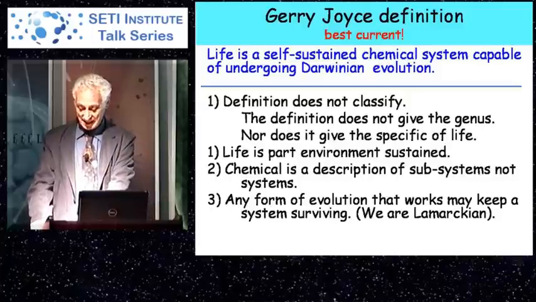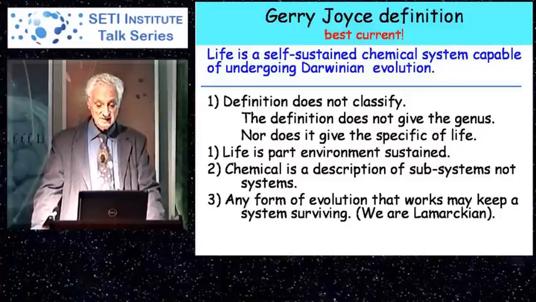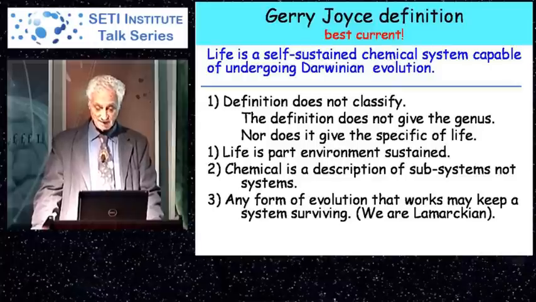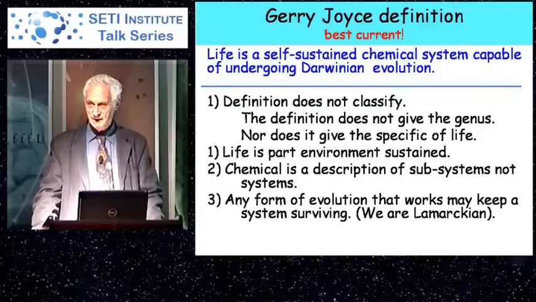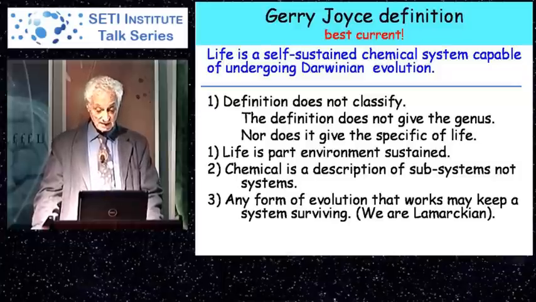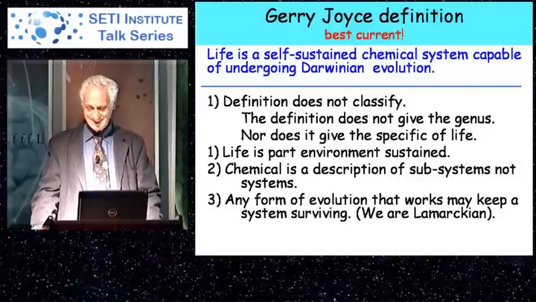In contrast to that, the best definition that they had available, and still is the best we have available, from Jerry Joyce: life is a self-sustained chemical system capable of undergoing Darwinian evolution. I have a number of complaints about it. First of all, the definition doesn't classify, it doesn't give a genus, nor does it give the specific of life. Secondly, that life is self-sustained, then why does man in space need a life support system? It's obviously not self-sustained, it is at least in part environment-sustained. Chemical description of subsystems, really. Chemistry is the study of parts, not wholes.